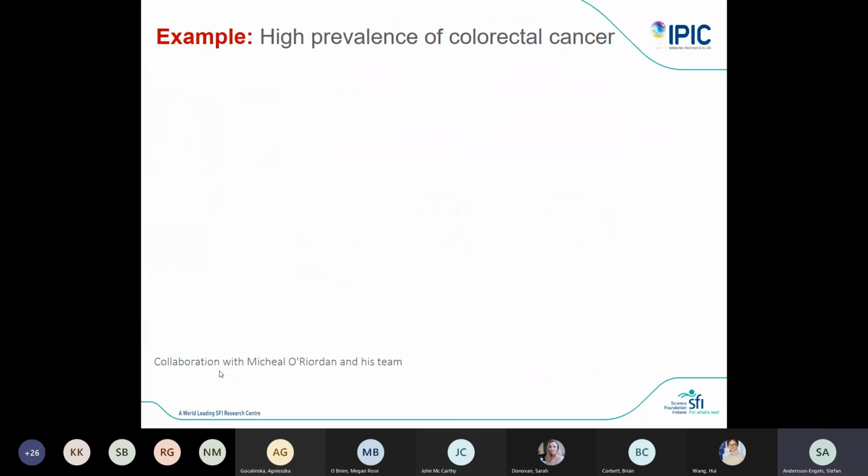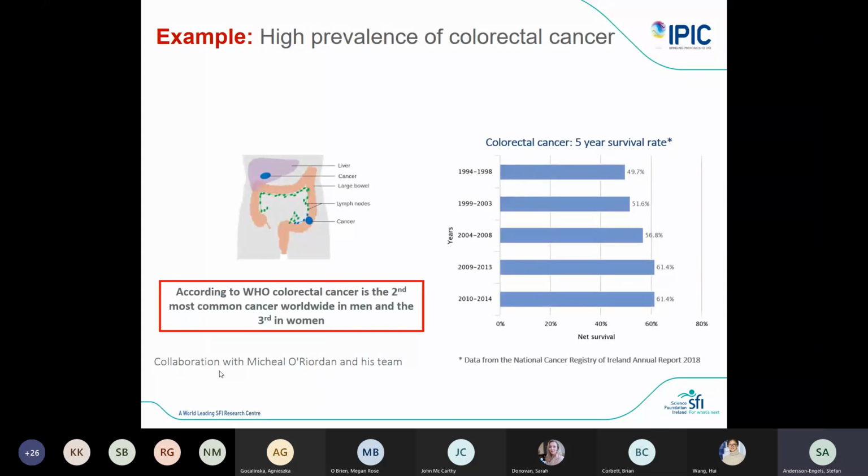So let's take an example, the colorectal cancer that I just mentioned from the study that we do at Mercy's Hospital. This is a highly prevalent cancer. It's the second most common within men and third most common within women. The survival rate is getting better, but it's far from good, I would say. So this is an area where we need to do better and manage those tumors better.